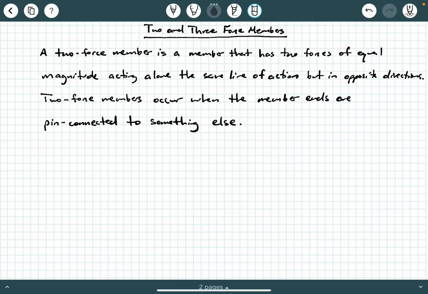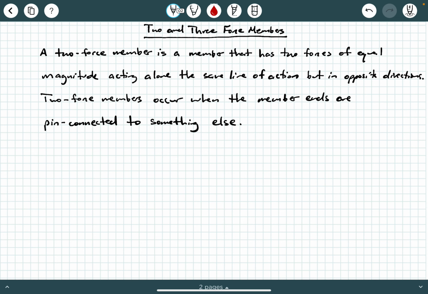Everybody, Dr. A here, and in this video we're going to be providing some background information on 2 and 3 force members. So let's go ahead and get started. What is a 2 force member? We're going to start with a 2 force member, then we'll talk about a 3 force member. So what is a 2 force member?